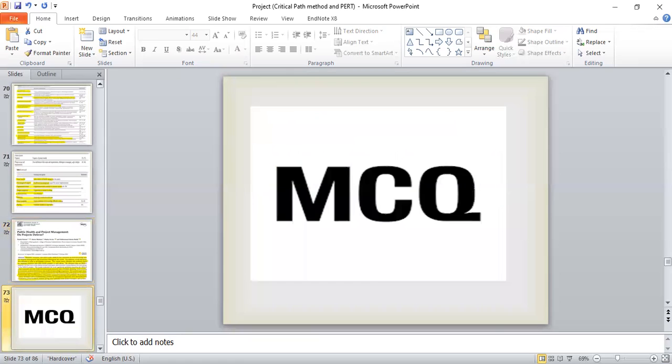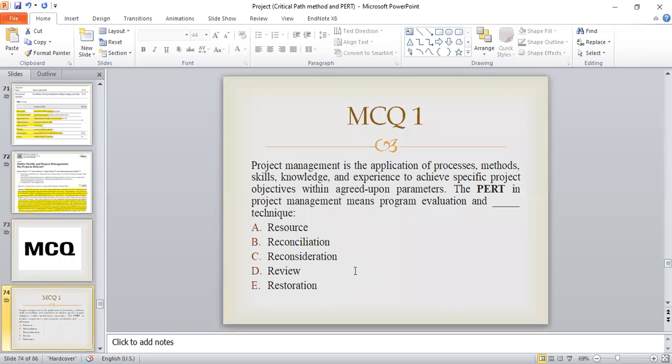Now it is time for MCQs. MCQ 1. Project management is the application of processes, methods, skills, knowledge, and experience to achieve specific project objectives within the agreed upon parameters. The PERT in project management means Program Evaluation and dash Technique. Alpha, resource; B, reconciliation; C, reconsideration; Delta, review; and E, restoration. The correct option is Delta, as PERT is the Program Evaluation and Review Technique in project management. Therefore, the correct option is Delta, review technique.